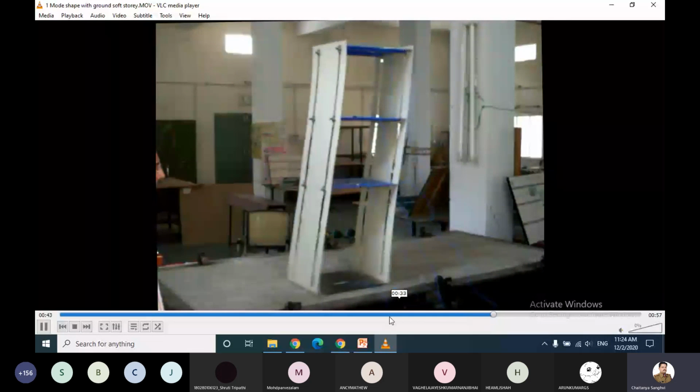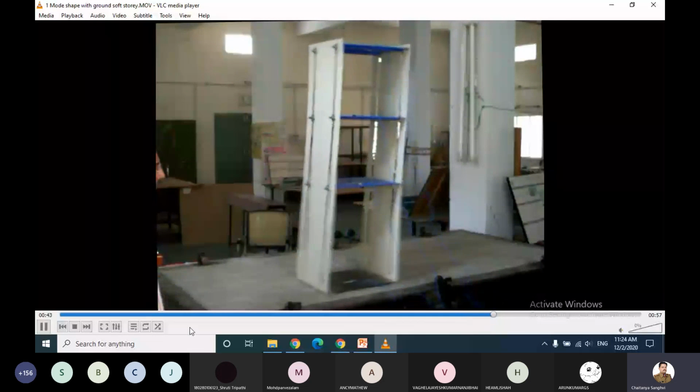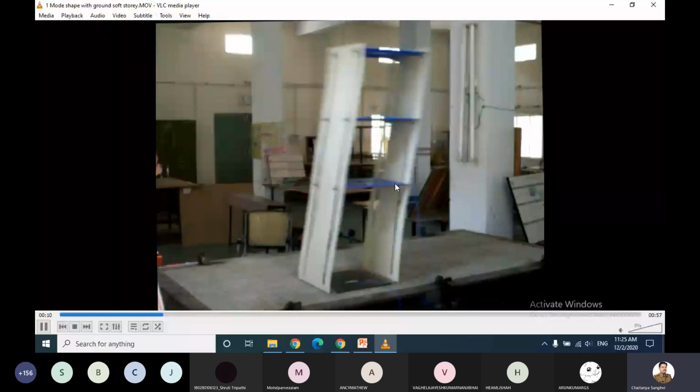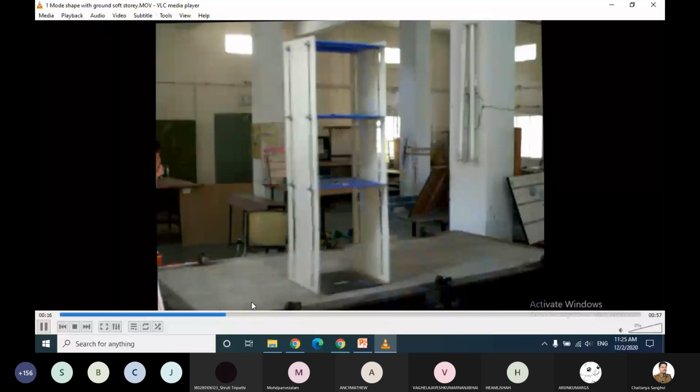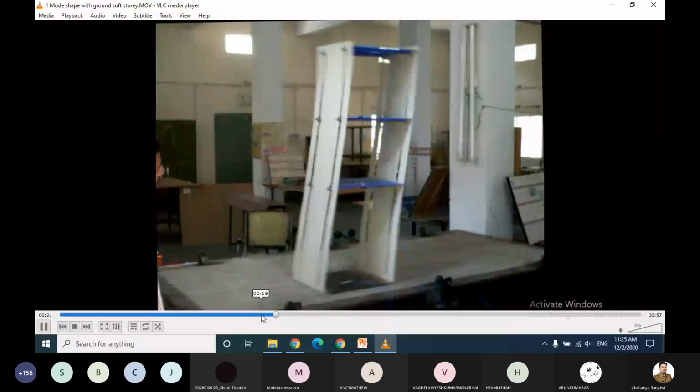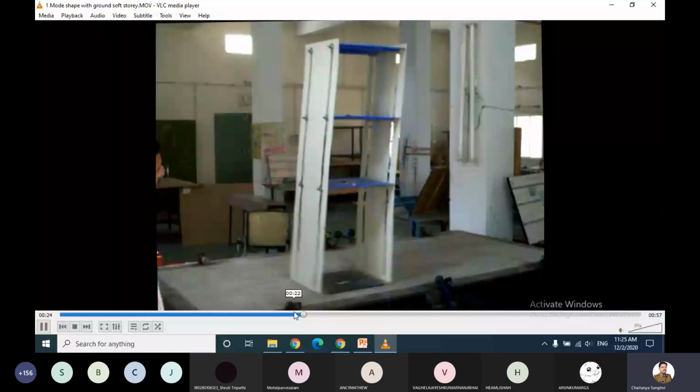Again, this is the lowest frequency I'm supplying, and at the lowest frequency all the masses are moving on one side. So this is the first mode, right? But when I increase the frequency, look at this. The deformed shape is changed, right? Your structure is going to behave like this during an earthquake. So that's why we are saying it's a complex behavior. You have to understand it properly, right?